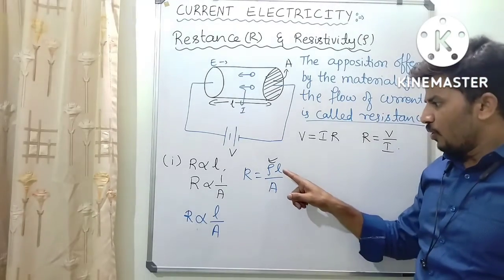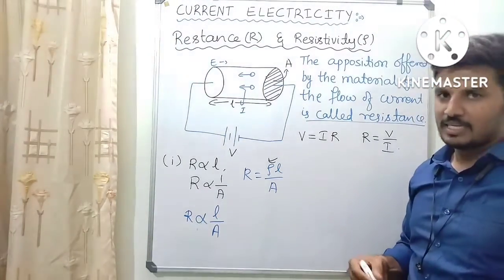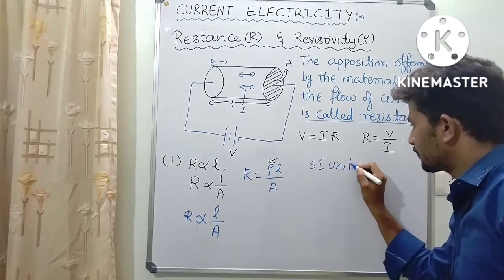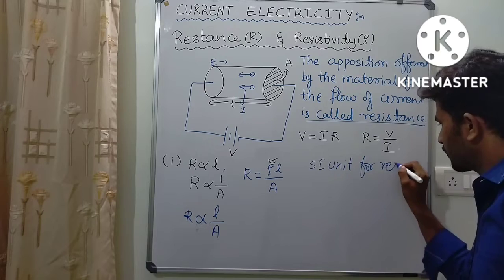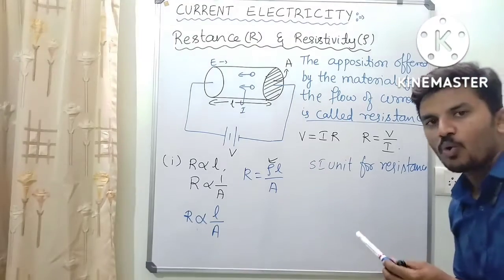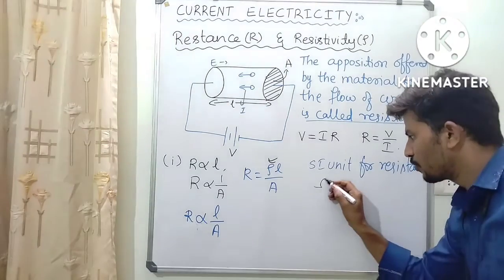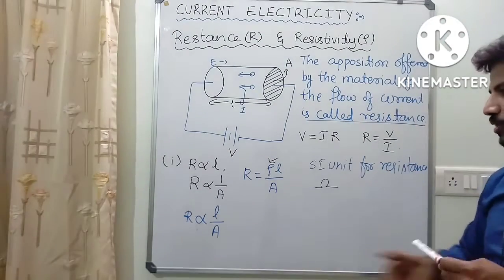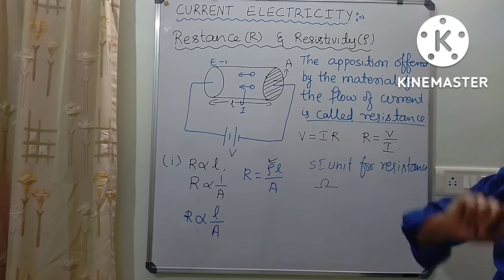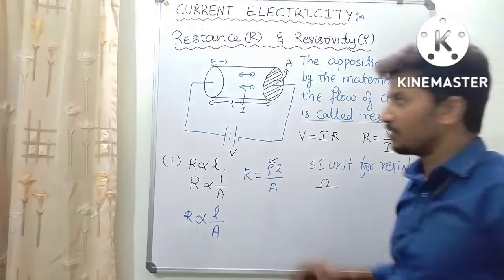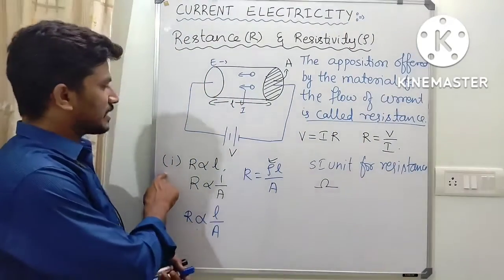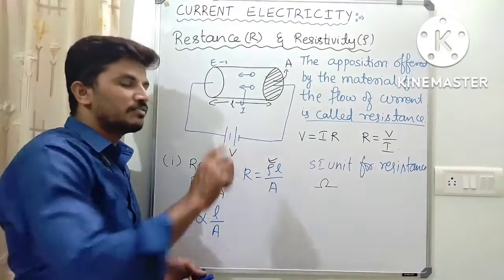Now, what is the SI unit for resistance? SI unit for resistance is ohms. Okay, so that is the resistance. Now, resistivity. How to define resistivity? We'll discuss about that later. What is the second factor on which the resistance of the conductor depends?